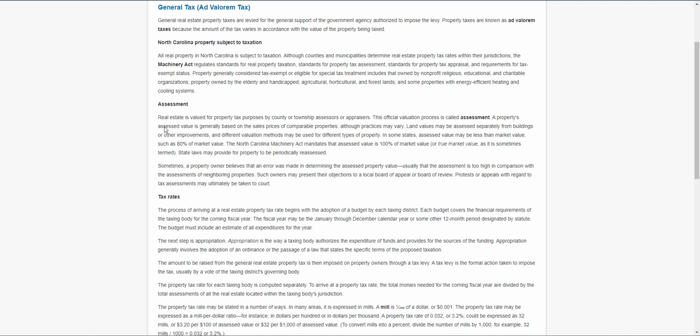Real estate is valued for property tax purposes by county or township assessors or appraisers. The official valuation is called assessment. A property's assessed value is generally based on the sales prices of comparable properties, although practices may vary. Land values may be assessed separately from buildings or other improvements.